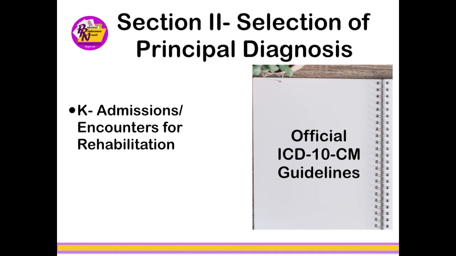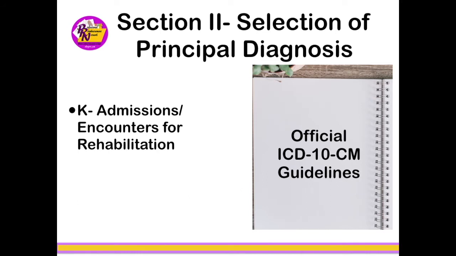Now moving on to section 2, which is the selection of principal diagnosis, we're going to look at section K, which is admissions and encounters for rehabilitation. And this is all on page 105. The information states that when the purpose for the admission or encounter is rehabilitation, sequence first the code for the condition for which the service is being performed.